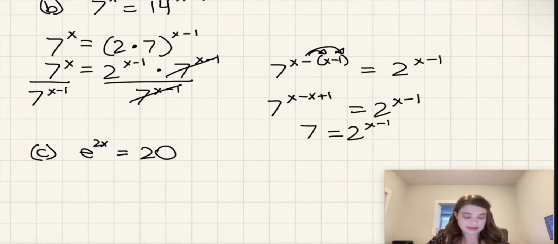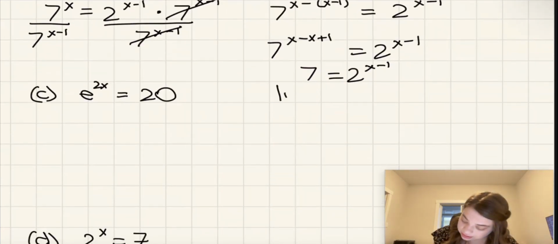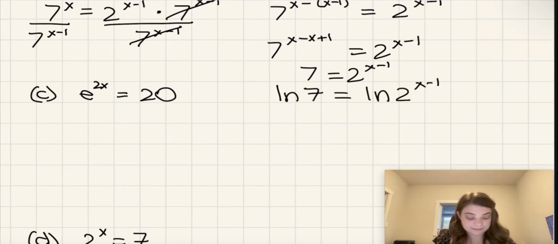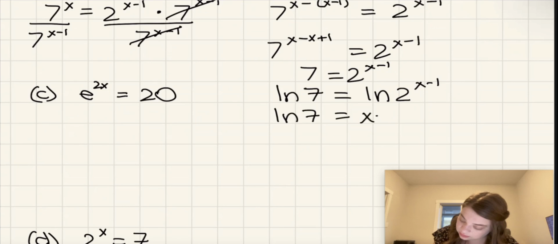Now it's at this point that we must take the ln. So let's ln both sides. If we ln both sides, we're going to end up with ln of 7 is equal to ln of 2 to the power of x minus 1. And then because we've ln'd it, based on our ln and logarithm laws, we can put x minus 1 out in front. Therefore, ln 7 is equal to x minus 1 times ln 2.